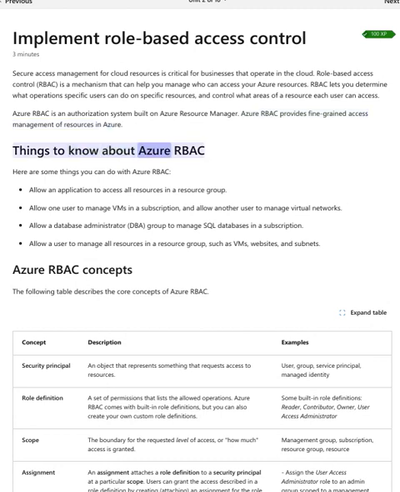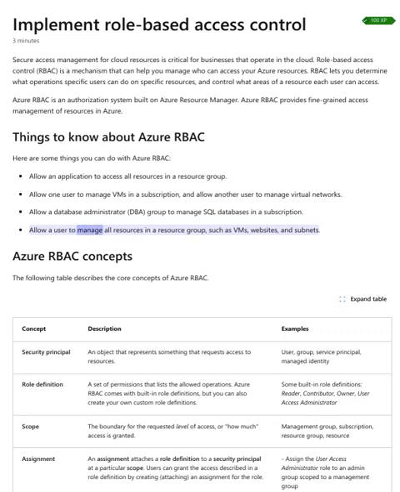Things to know about Azure RBAC. Here are some things you can do with Azure RBAC. Allow an application to access all resources in a resource group. Allow one user to manage VMs in a subscription, and allow another user to manage virtual networks. Allow a database administrator, DBA, group to manage SQL databases in a subscription. Allow a user to manage all resources in a resource group, such as VMs, websites, and subnets.